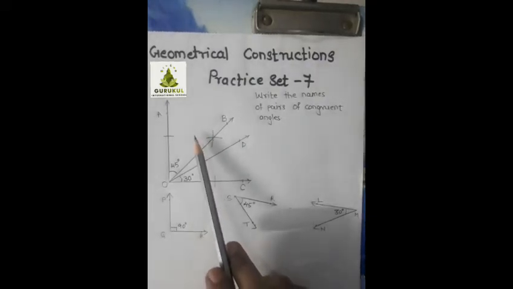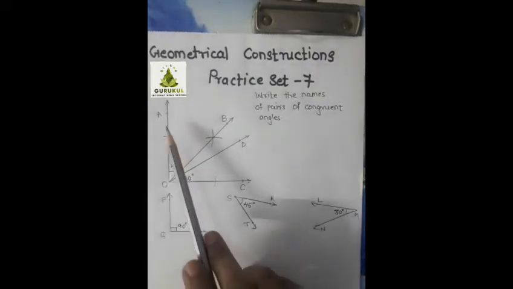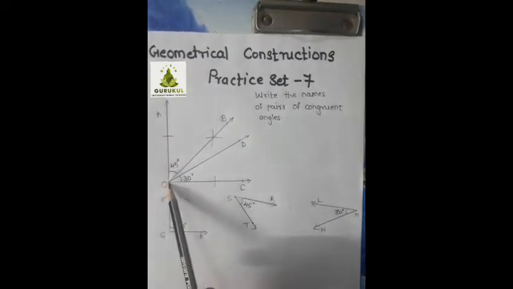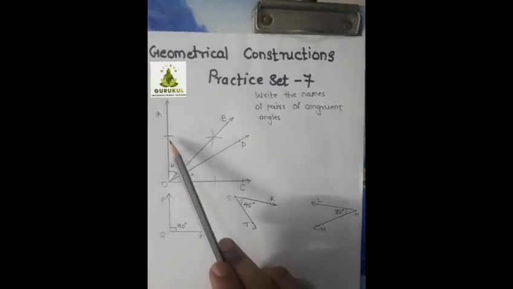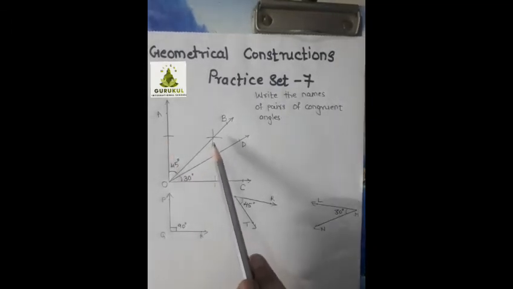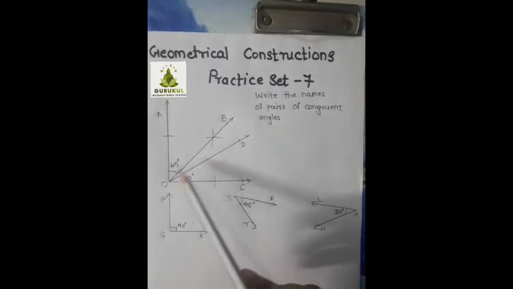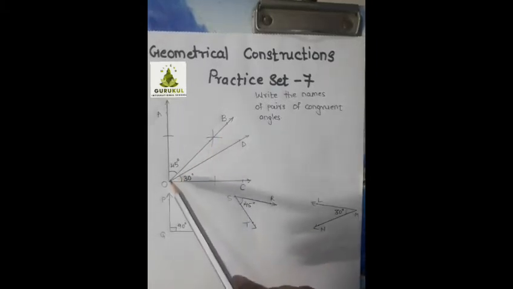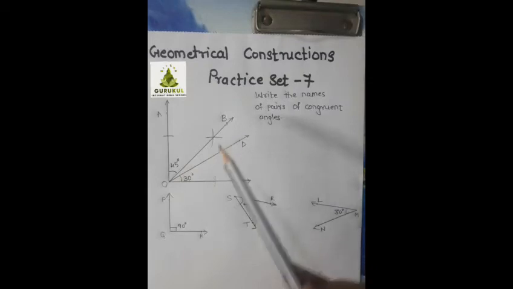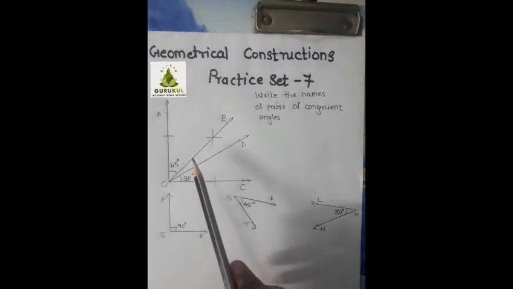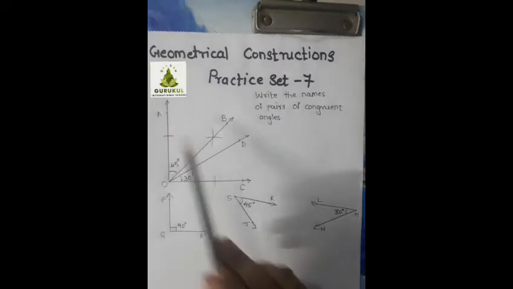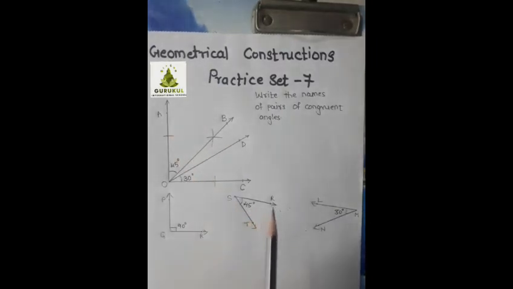So you can see this figure is given, angle AOC, and as you can see these symbols, these arcs, you recognized it? Yes, this ray OB is the angle bisector. Okay, angle bisector means what? The ray which divides the angle into 2 equal parts.